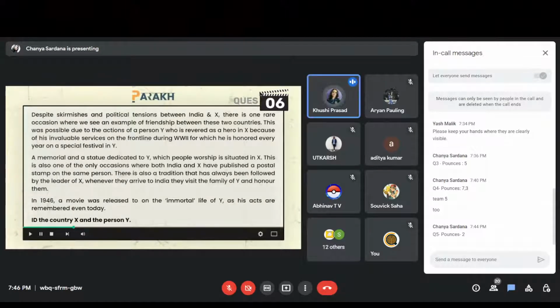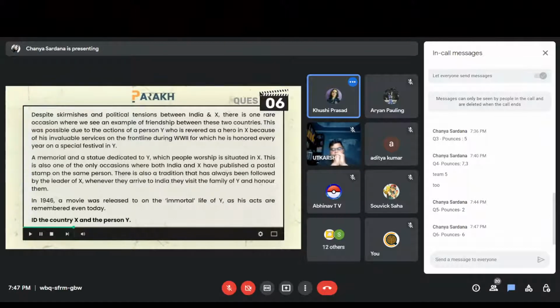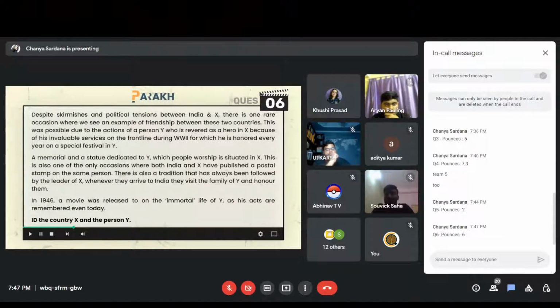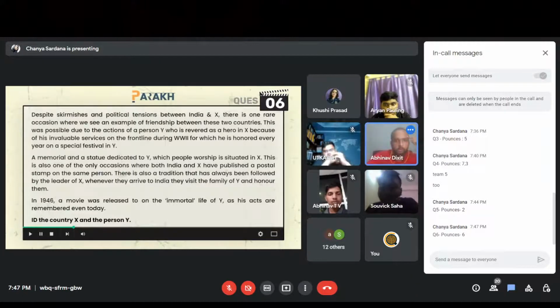So closing the pounds window in 5 seconds. Okay, so the pounds window is closed. Team 2, your answer? Team 2, any guesses? Is it Dr. Kotnes and Solapur? Okay, so Y is correct.